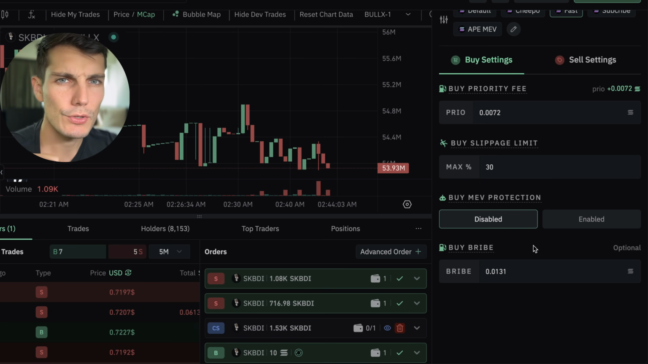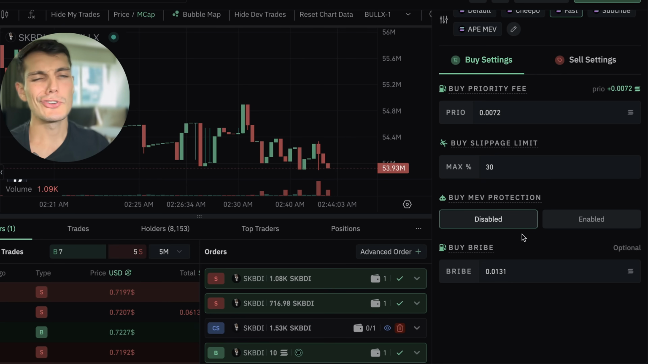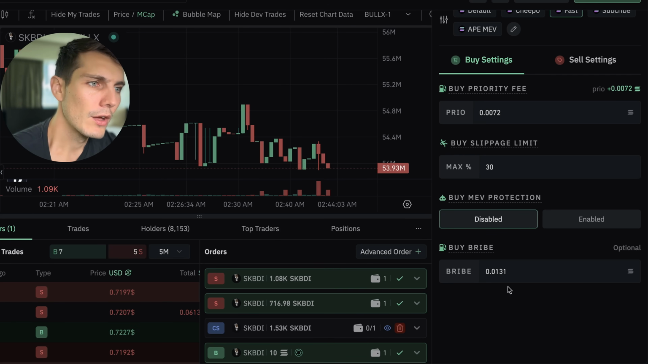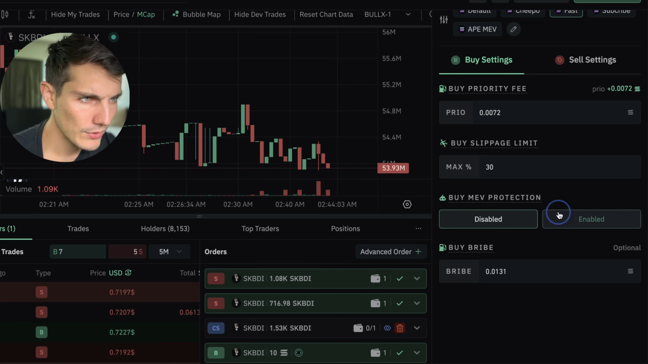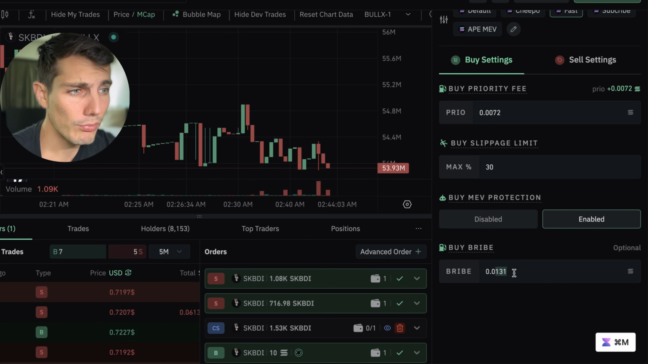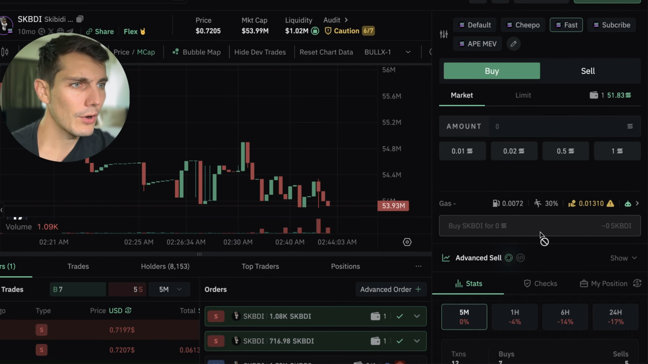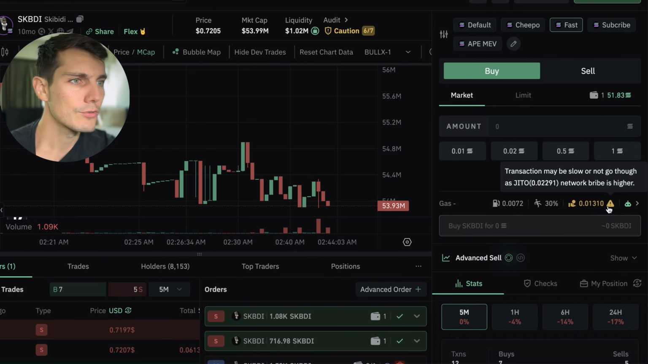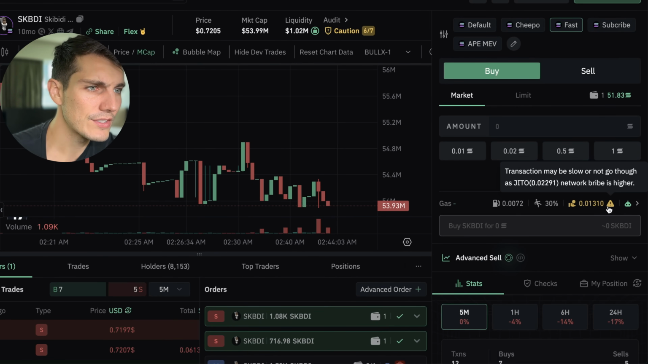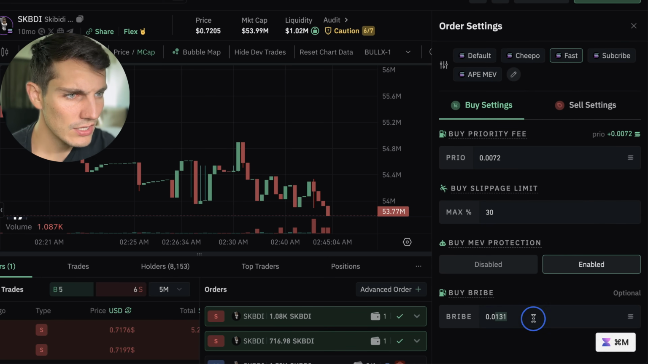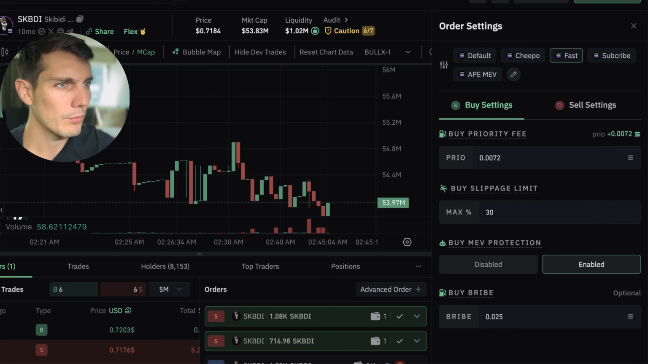So why would you want to do that? Usually it's because you are moving a lot of money, or you're someone important. And that's where you want your transaction to go to a private validator. For that, you need to enable the MEV protection. And for this, you're gonna set up a bribe fee. So the bribe fee, actually here, it's pretty easy to know because I will have the information here. Transaction may be slower or not go through as Jito network bribe is higher. As of today is 0.02. So I know that I need to change this to 0.02 and I'm going to put 2.5.